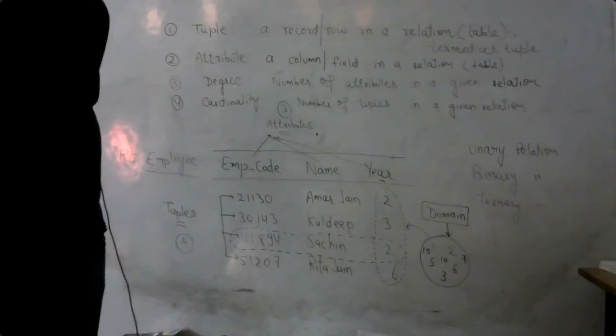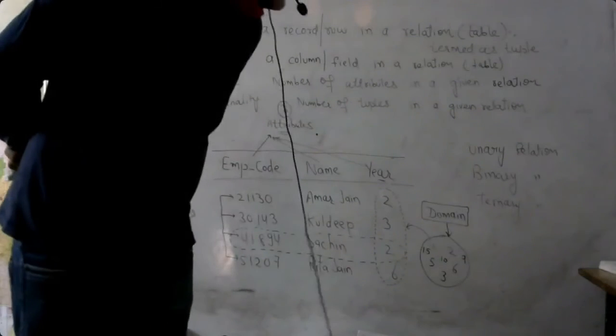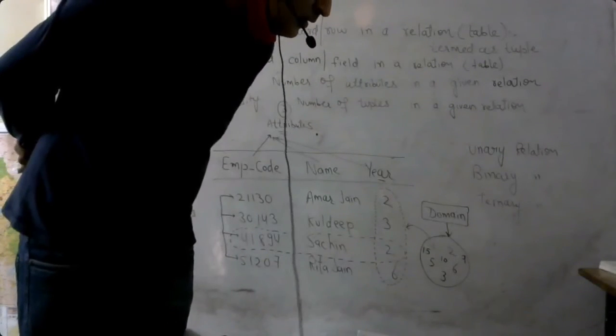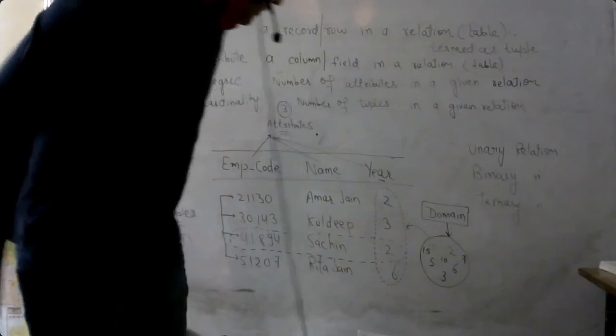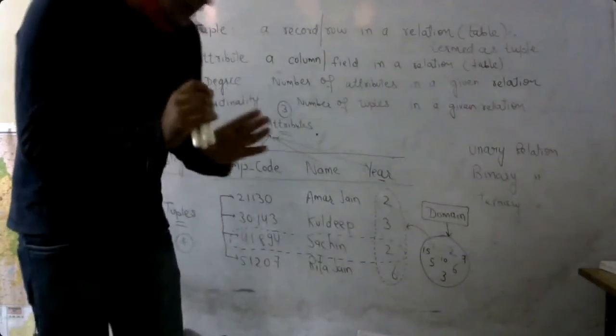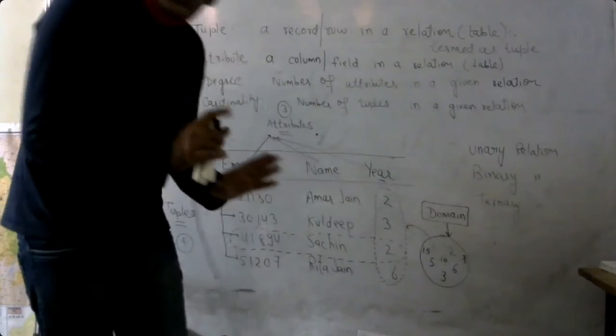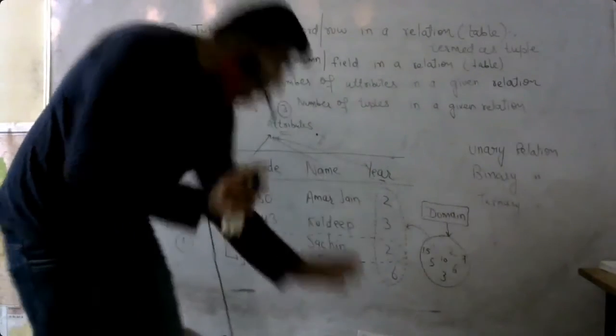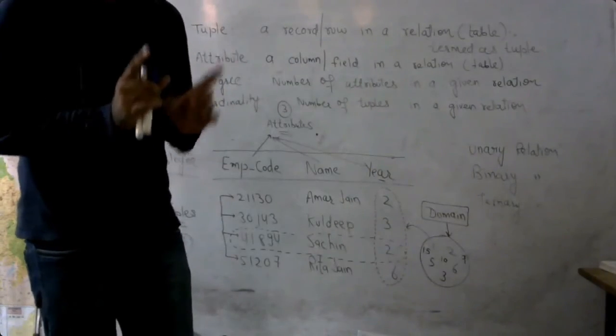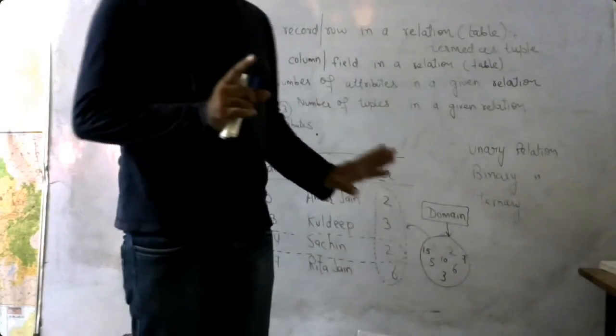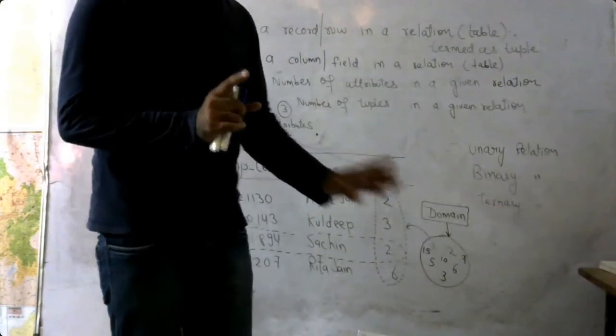Sir, one query is there. Yes. Can the attribute contain values other than the domain too? Yes. See, if there is a particular attribute, the values in the attribute will be only from the given domain, from the pool of values.